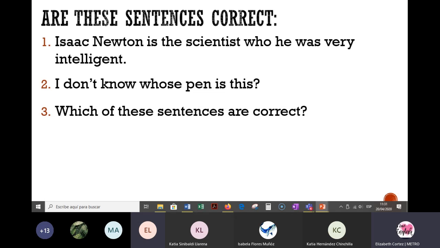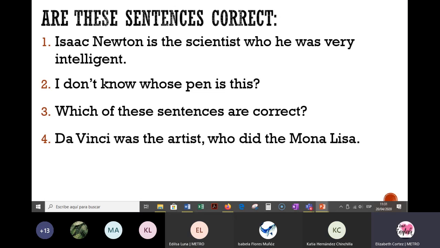Mendizábal, number 4. Da Vinci was the artist who did the Mona Lisa. All right. Is this a correct sentence with DRC? No. Why not? Because it has a comma. Excellent. But does it have the rest of the essential parts that we need?